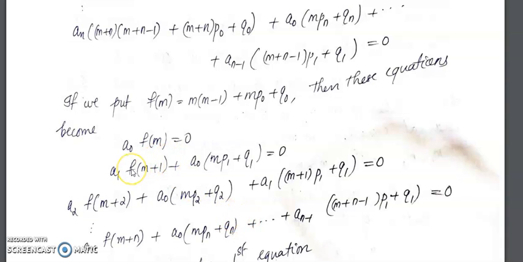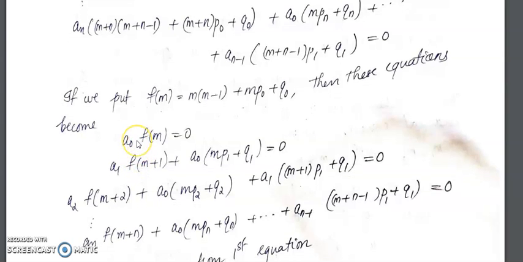a naught f of m. In the second equation you will have a1 into f of m plus 1 plus a naught into m p1 plus q1, then a2 f of m plus 2 plus a naught into m p2 plus q2 plus a1 into m plus 1 p1 plus q1. Similarly, the nth term is an f of m plus n plus a naught into m pn plus qn. Continuing, you will get up to a n minus 1 into m plus n minus 1 p1 plus q1 equal to 0. Now from the first equation, we said at first that a naught cannot be 0.